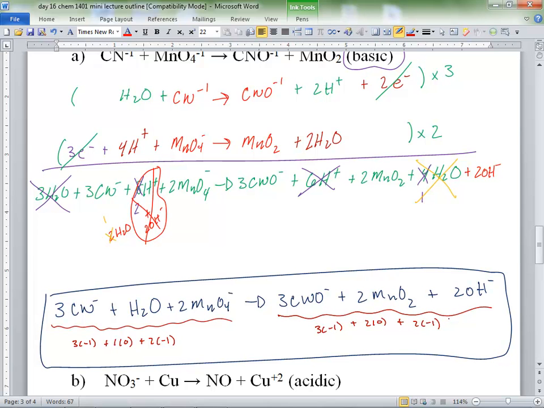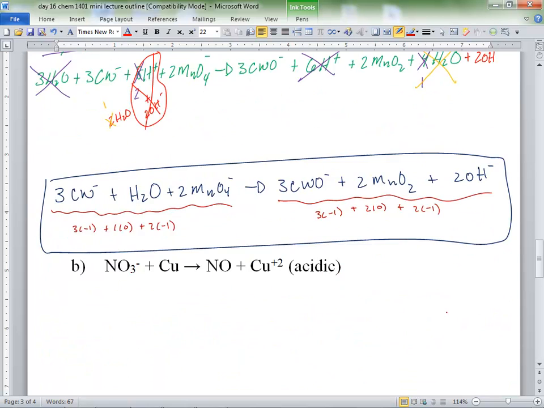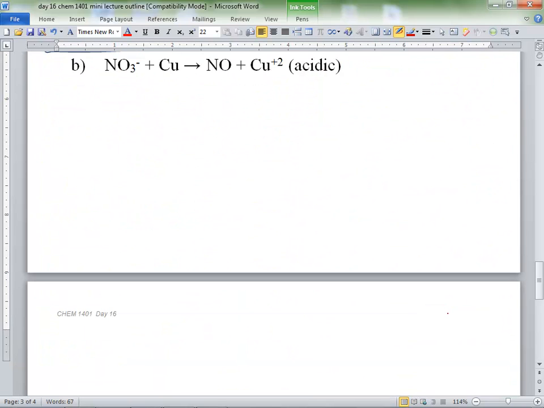So the first step in this whole mess, break it up into its half reactions. For each half reaction, do the following. Balance everything but O and H. Balance O's by adding H2O. Balance H by adding H+. Balance the charge by adding e negatives to the most positive side. Do that for both half reactions, add it up, and you're pretty much done. Just hope it doesn't say basic, right? Okay, so let's try this one. Let's go to the boards and let's try this one.